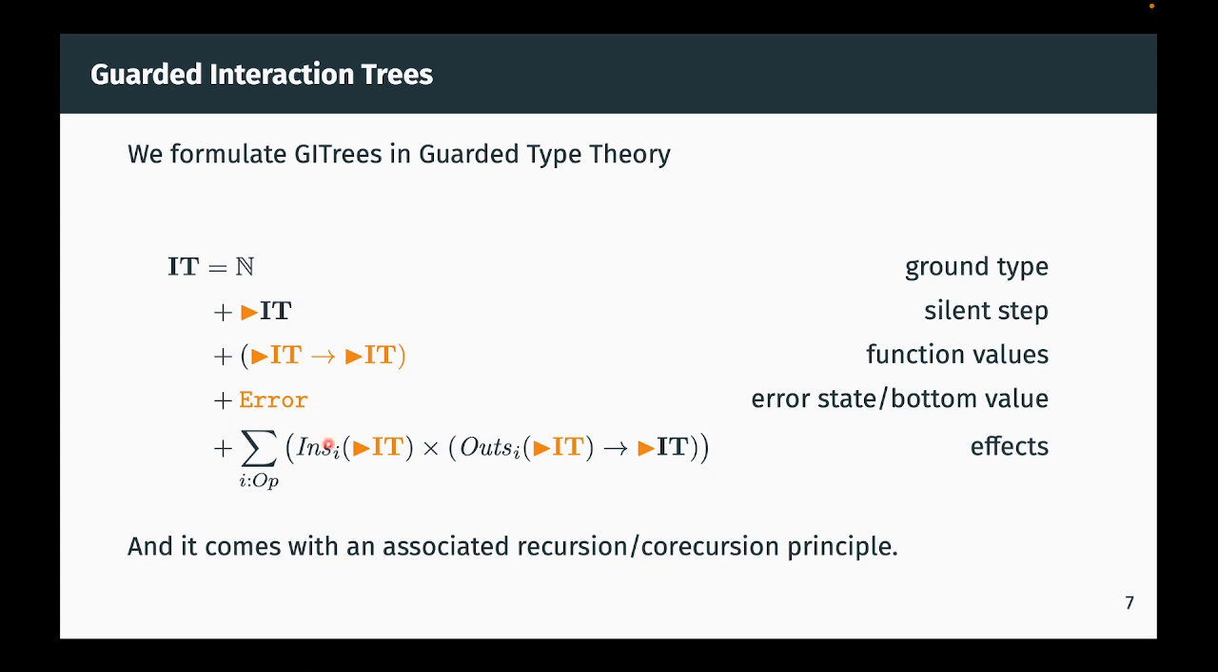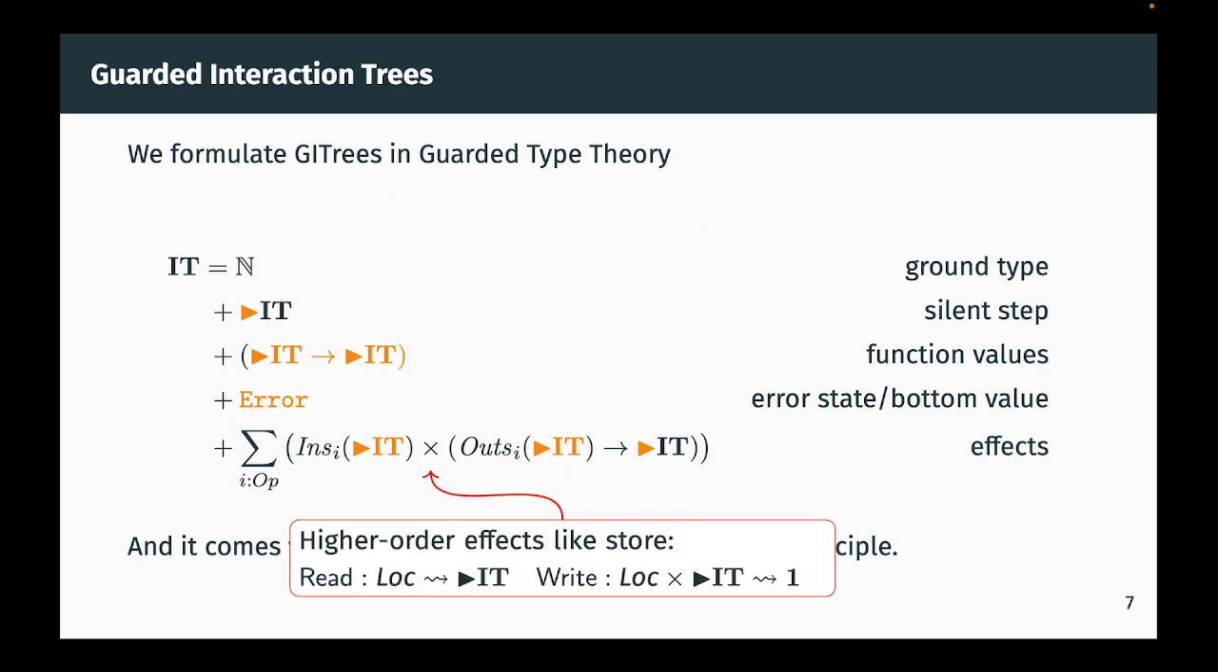And finally, we have the component that corresponds to representing effects. And here you can see we modify the input and output arities so that they also take the type of guarded interaction trees as an argument. And this is necessary for representing higher order effects.